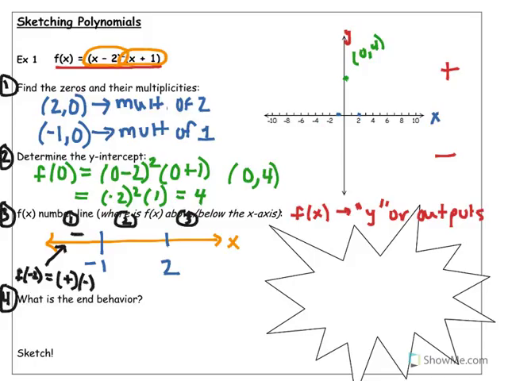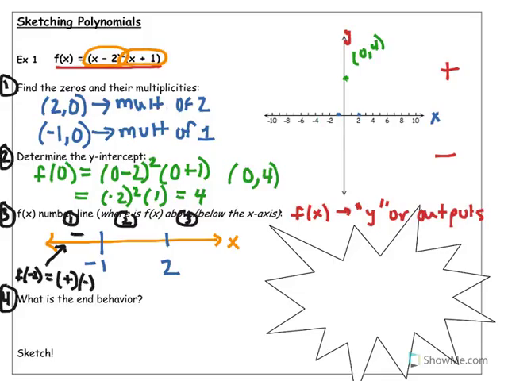And that is going to work for every x value that's less than -1. If you don't believe me, test it out. Plug in f of -3, and do you still get a negative? Plug in f of -30, and do you still get a negative? So we only need to test one point in region 1 to convince us what the sign of f of x is.